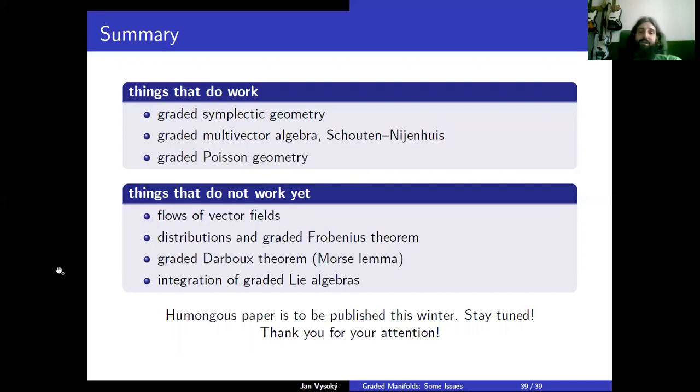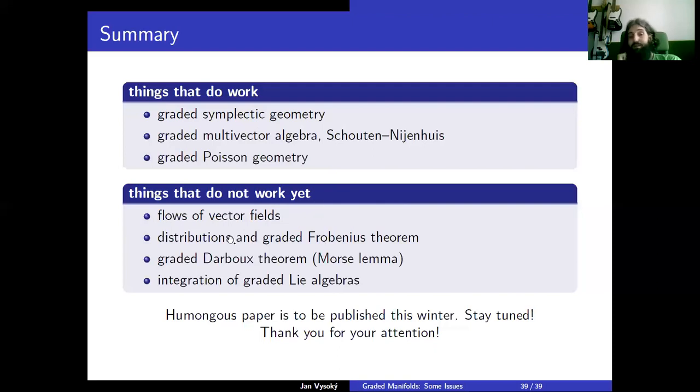For example, it's not clear how to define flows of vector fields, which is unfortunate. For vector fields of non-zero degree, it's kind of easy, but for vector fields of degree zero, I don't know how to do it yet. This is one of the reasons why I don't know how to define the exponential from a Lie algebra to a Lie group, because of course exponentials are basically just flows of left invariant vector fields or right invariant vector fields. So I don't know how to do it yet.